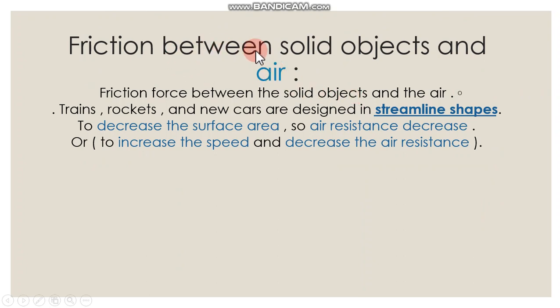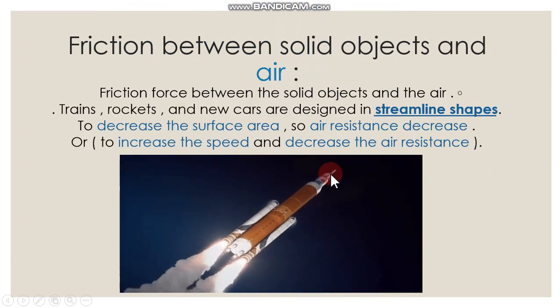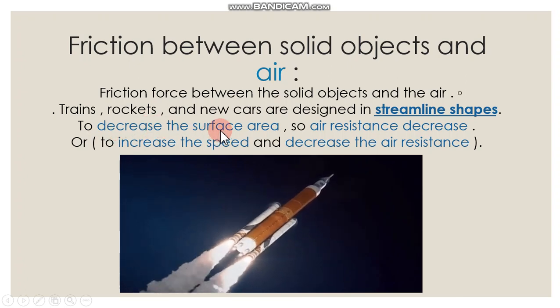So, friction force between solid object and air. The friction force between the solid object and air, like trains or rockets and new cars, are designed in something called streamline shape. What's meant by streamline shape? Streamline shape means this shape called streamline shape, something narrow, very narrow. Why are the trains or rockets and new cars designed in a streamline shape? To decrease the surface area, so air resistance decreases, or to increase the speed and decrease the air resistance.